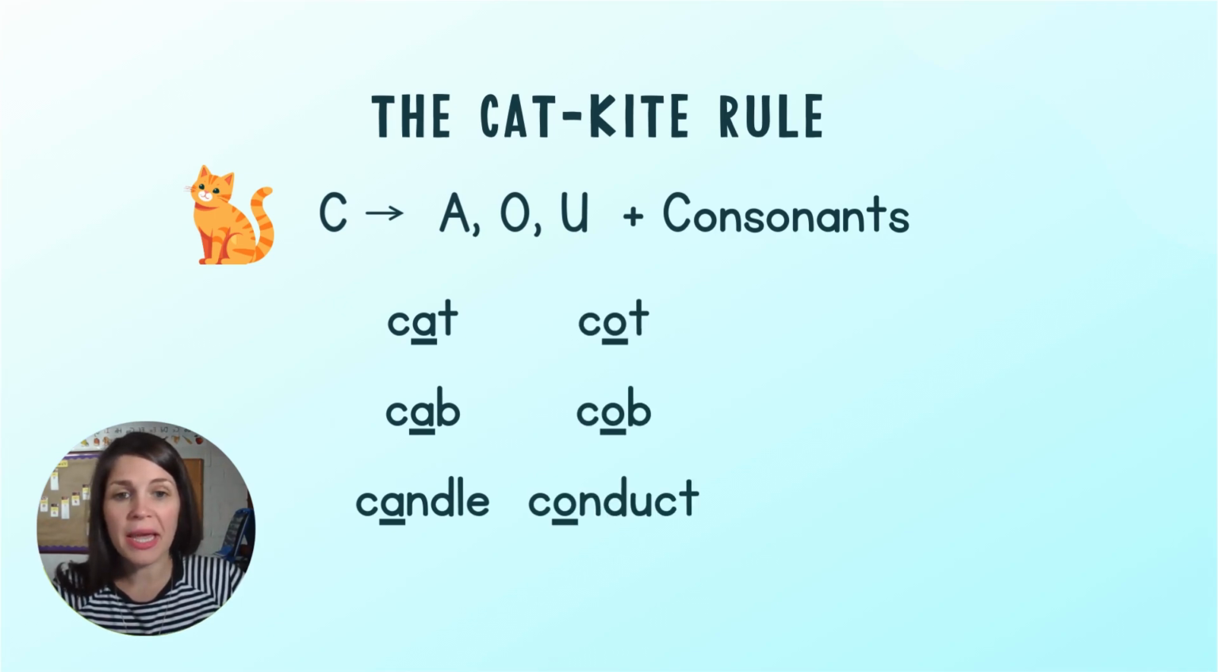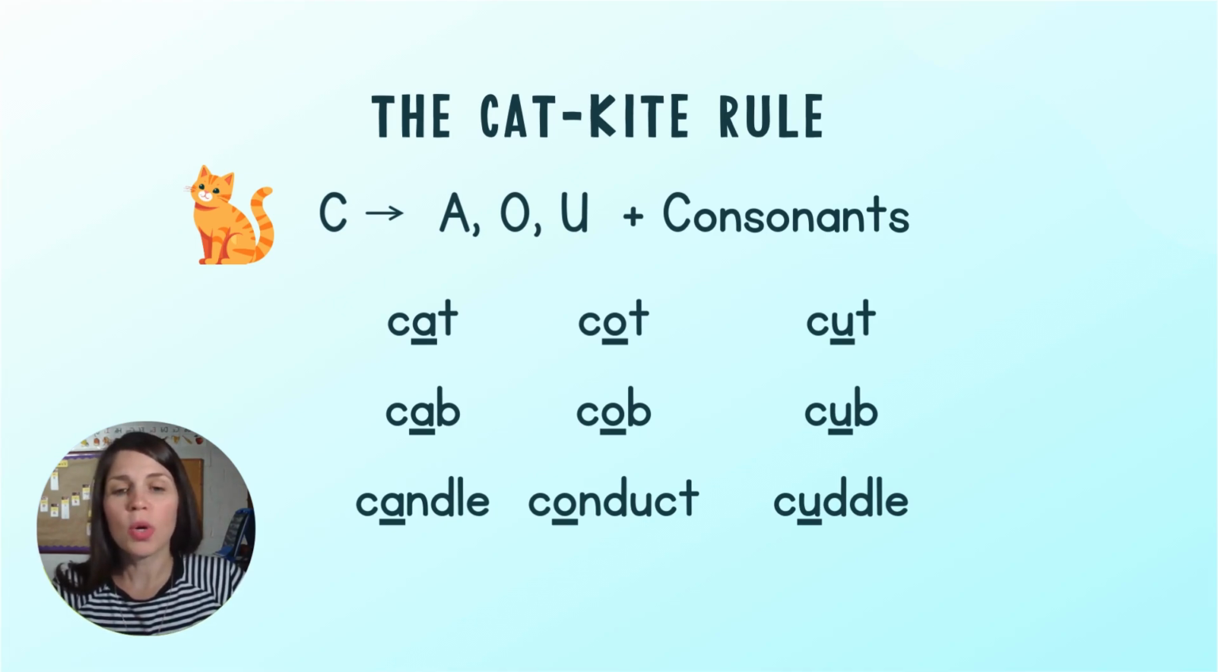Same thing with words like caught, cob, and conduct. Because we hear the ah sound, which is represented by the letter O, we're going to use the C to spell the k sound. Same thing with words like cut, cub, and cuddle. What is the letter that comes right after that k sound? It is the U sound. So we're going to spell the k with a C.